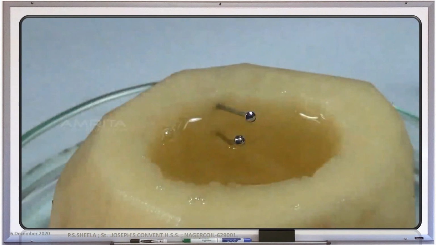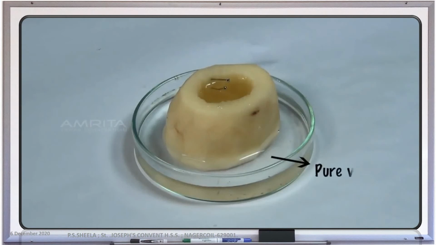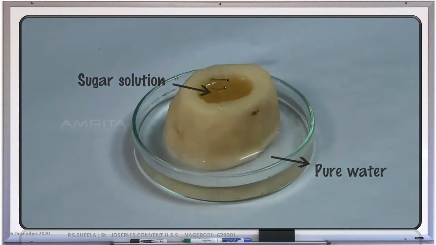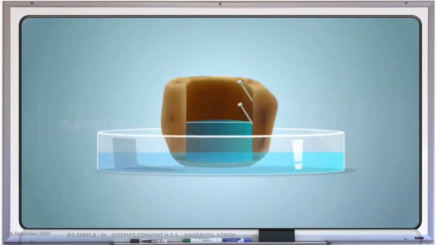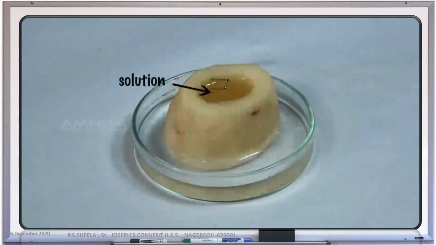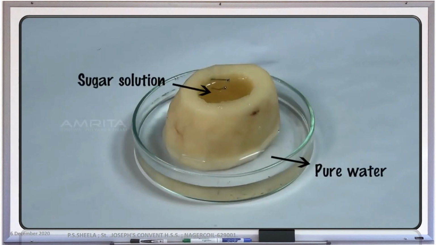The level of sugar solution in the potato cavity rises after some time due to the entry of water into the sugar solution through the selectively permeable membrane of the cells of the potato. Conclusion. The movement of water from the petri dish to the potato cavity occurs because of the difference in the concentration of solvent molecules in the two regions, sugar solution in the potato cavity and pure water in the petri dish.